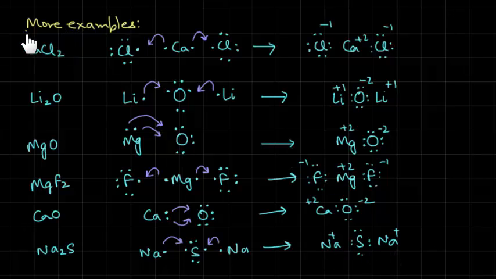So these are examples of the octet rule and how these reactions take place in order to follow that octet rule and achieve a noble gas configuration. So in all these cases, you'll see that all the atoms now have a noble gas configuration.